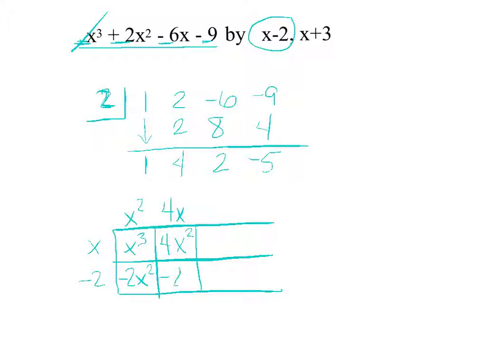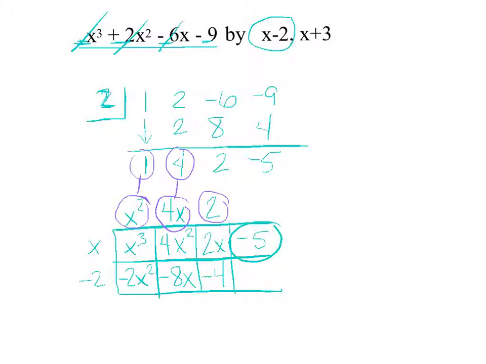4x times negative 2 is negative 8x. And then I want to get a negative 6x, so I'm going to need a positive 2x here. That means on top I'll need to have a 2. And let's see, that makes this a negative 4. And I want to get a negative 9. So to get a negative 9, I need 5 more negatives. That's my remainder. So look at how this coincides. I'll pick a different color here. Let's see, x squared, 4x, 2, and my remainder of negative 5.